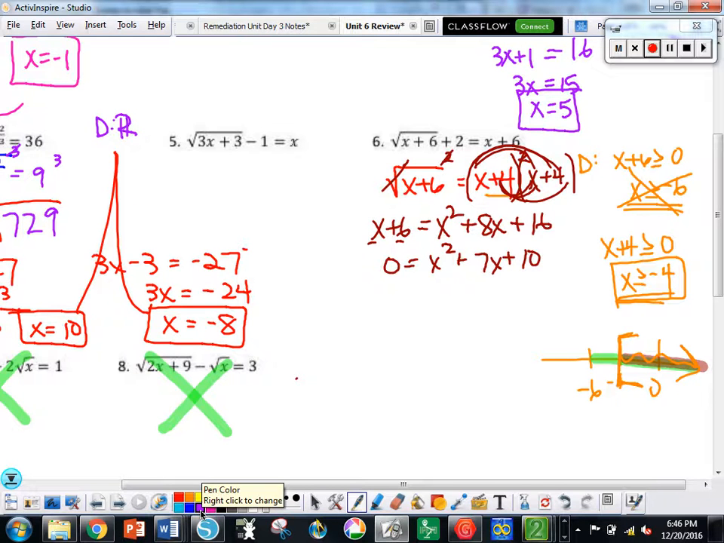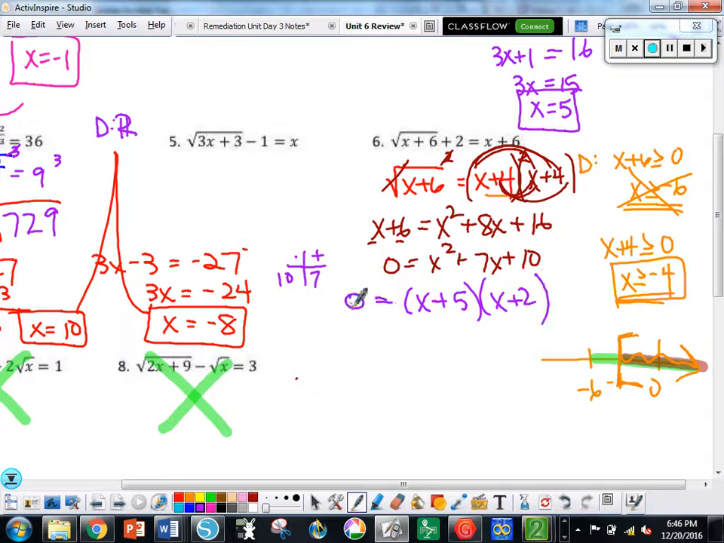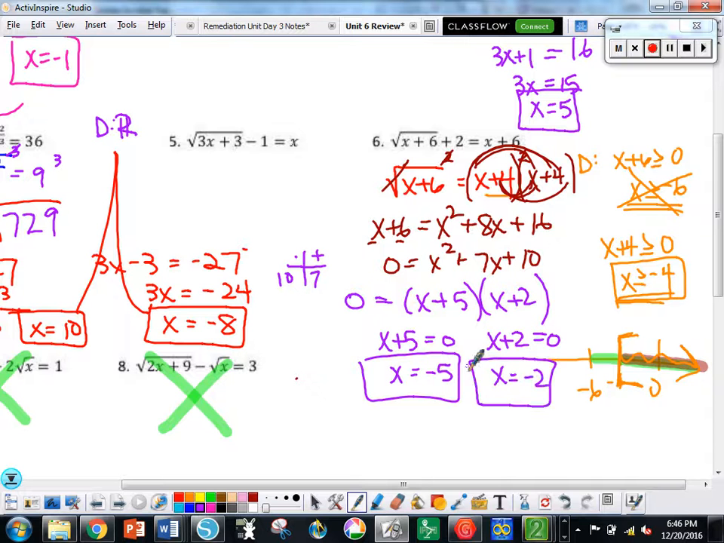So on this one, what multiplies to 10 and adds to 7? Five and 2. And if I'm going to set it equal to 0, either this one equals 0, or this one equals 0, and that's that page. Moving on.